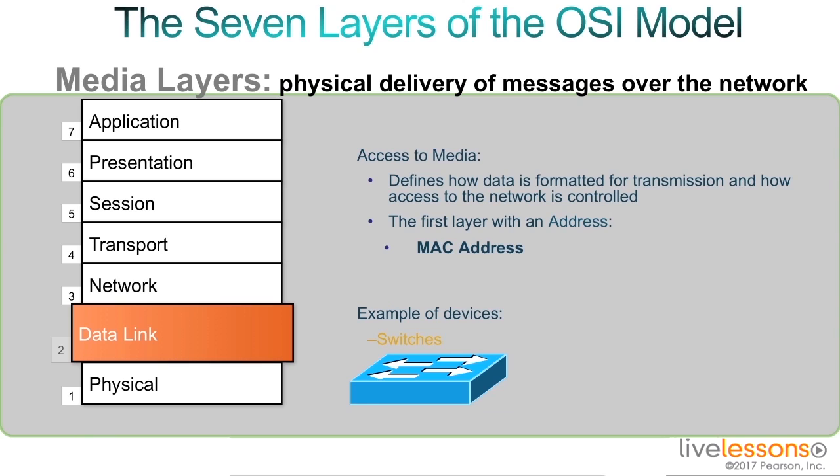The second layer of the OSI model is the data link layer. The data link layer provides error-free transfer of data frames from one node to another over the physical layer, allowing layers above it to assume virtually error-free transmission over the link. To do this, it provides functionality like link establishment and termination, frame traffic control, and frame sequencing. This is the first layer with an address called a MAC address. And an example of a device that works at this layer would be a layer 2 switch.